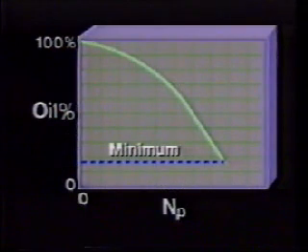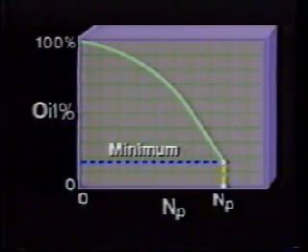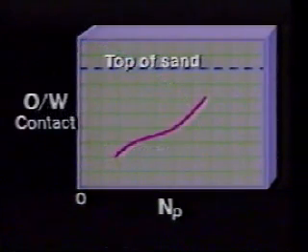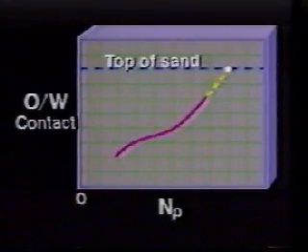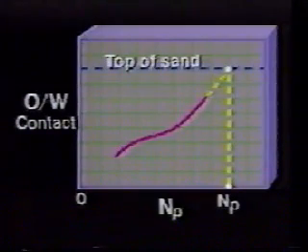The endpoint may also be a minimum oil cut. In this case, we use the oil cut versus cumulative production curve in order to calculate the total production at the time of abandonment. Likewise, if the known endpoint is the movement of the oil-water contact to the top of the oil sand, then we would use a plot of the oil-water contact elevation versus cumulative production to find the total production prior to abandonment.